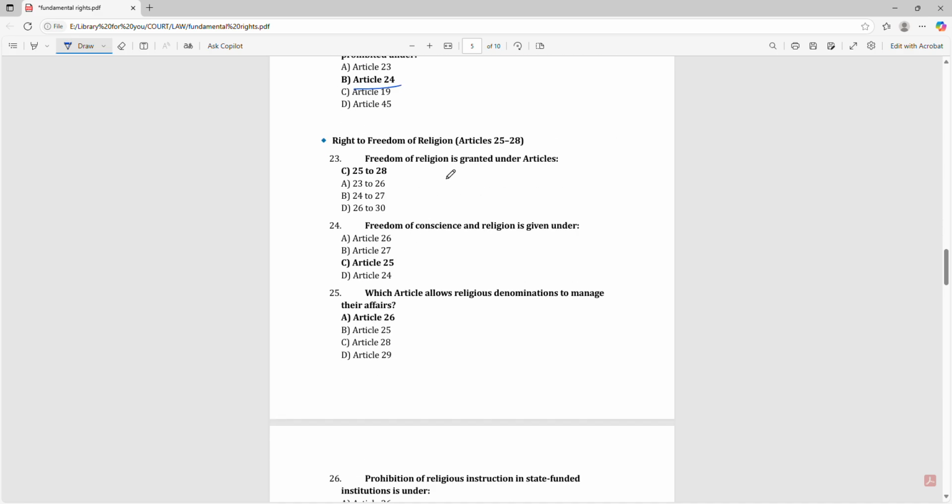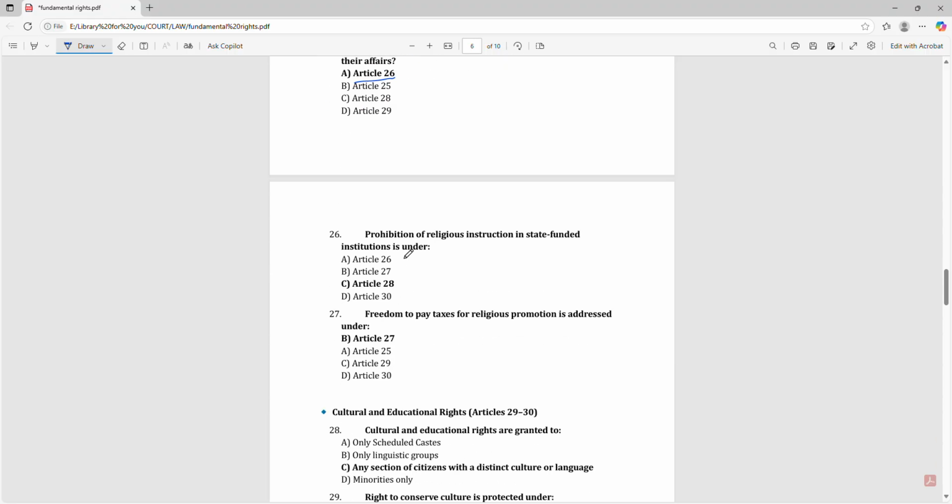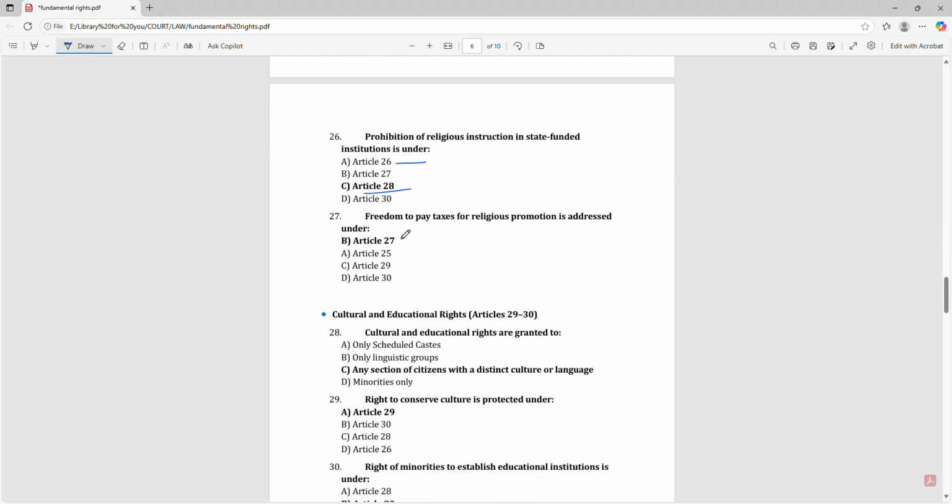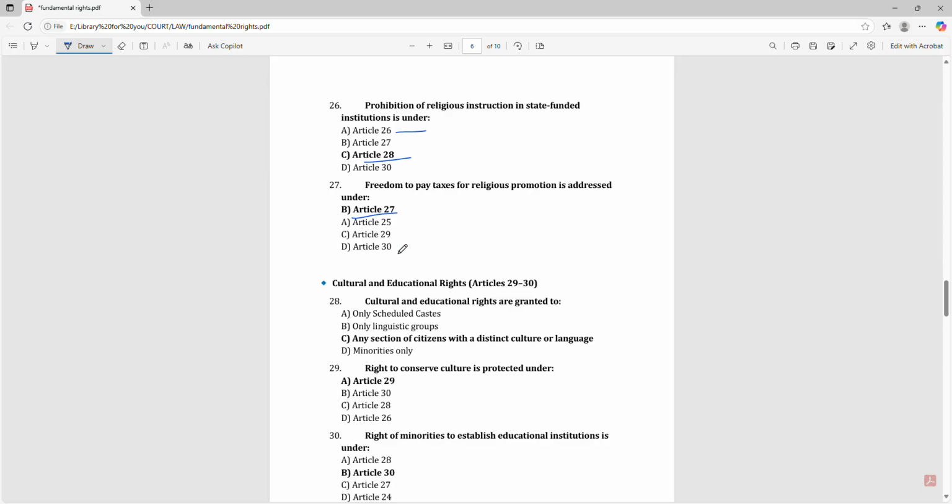Freedom of religion is granted under Articles 25 to 28. Freedom of conscience and religion is given under Article 25. Which article allows religious denominations to manage their affairs? Article 26. Prohibition of religious instruction in state-funded institutions is under Article 28. Freedom from paying tax for religious promotion is addressed under Article 27.